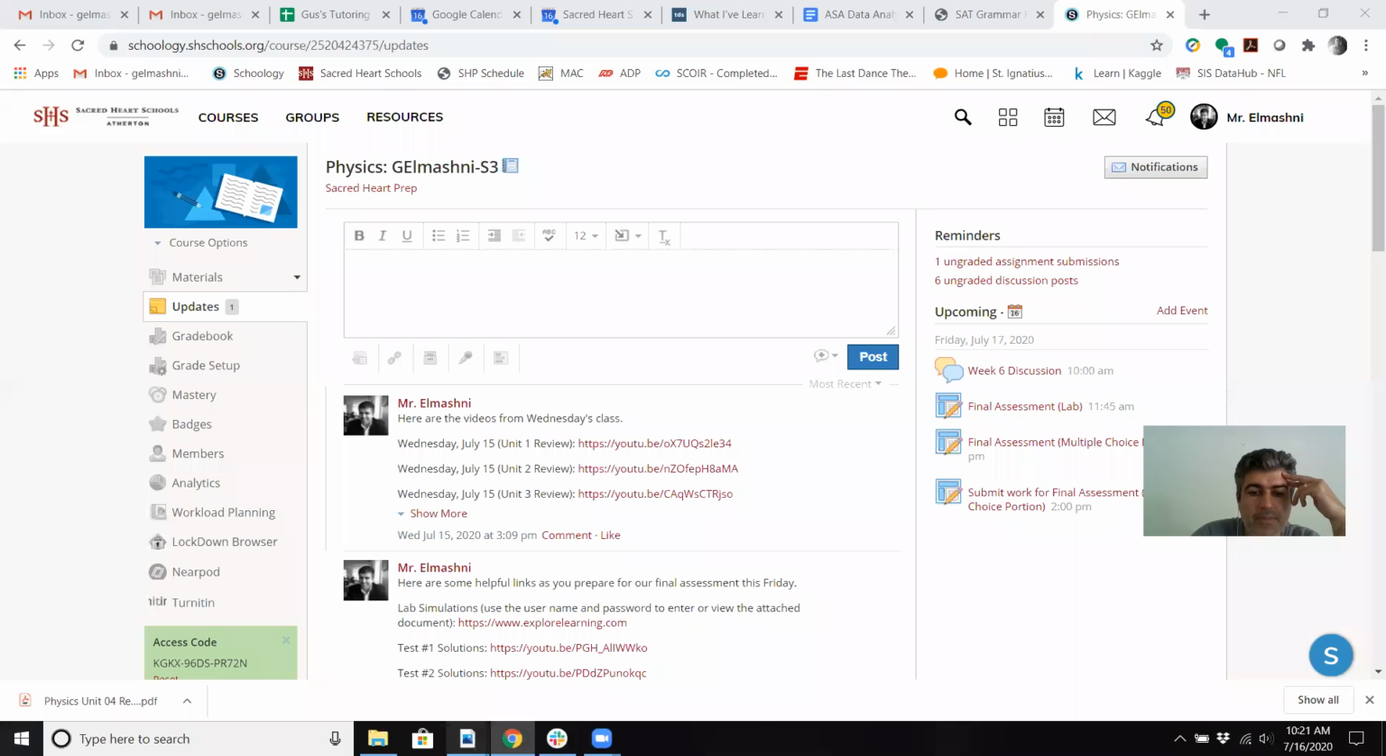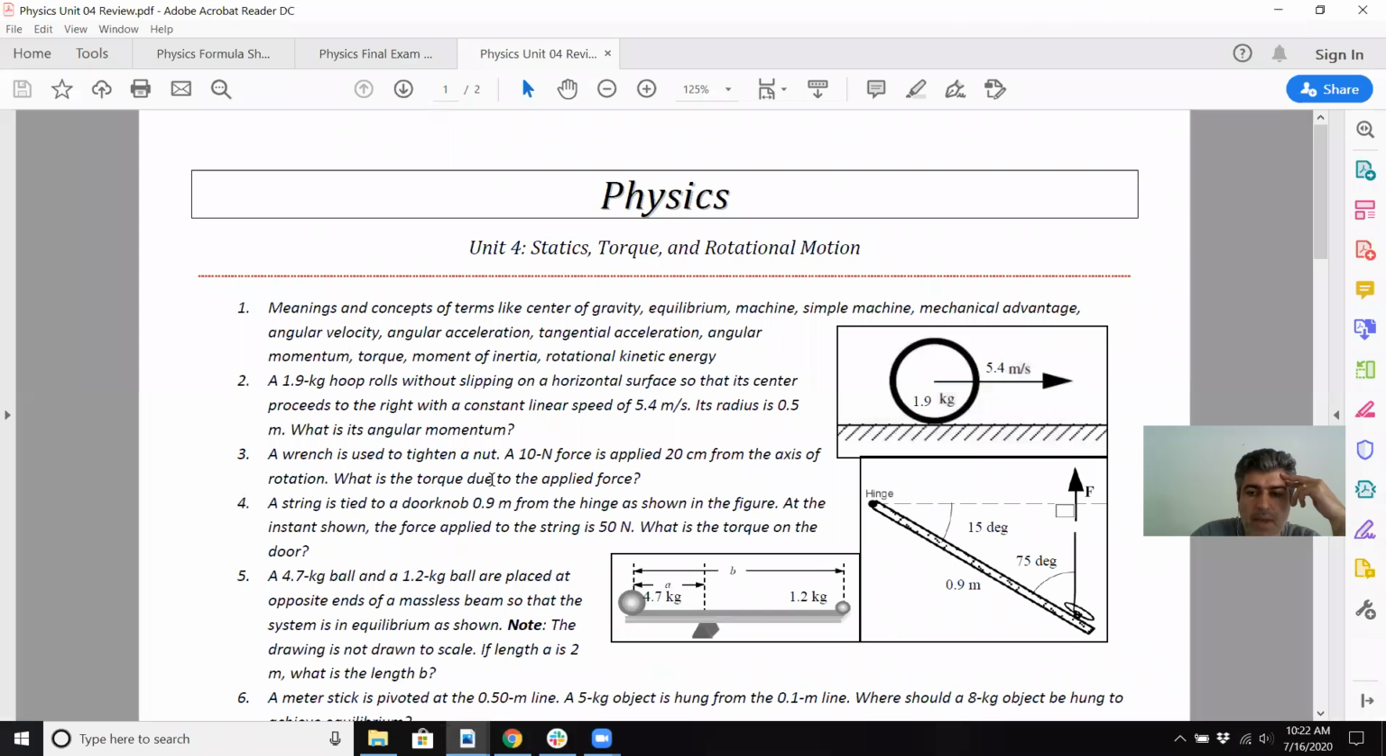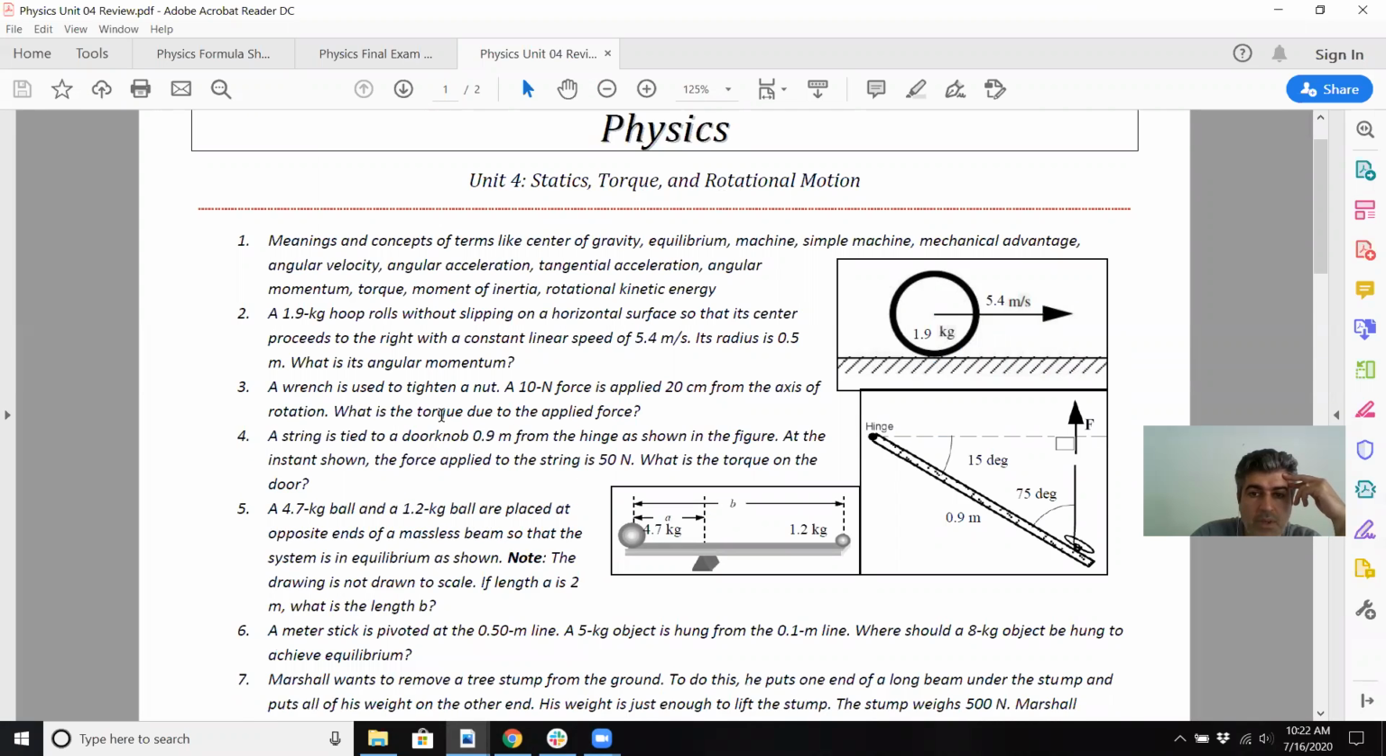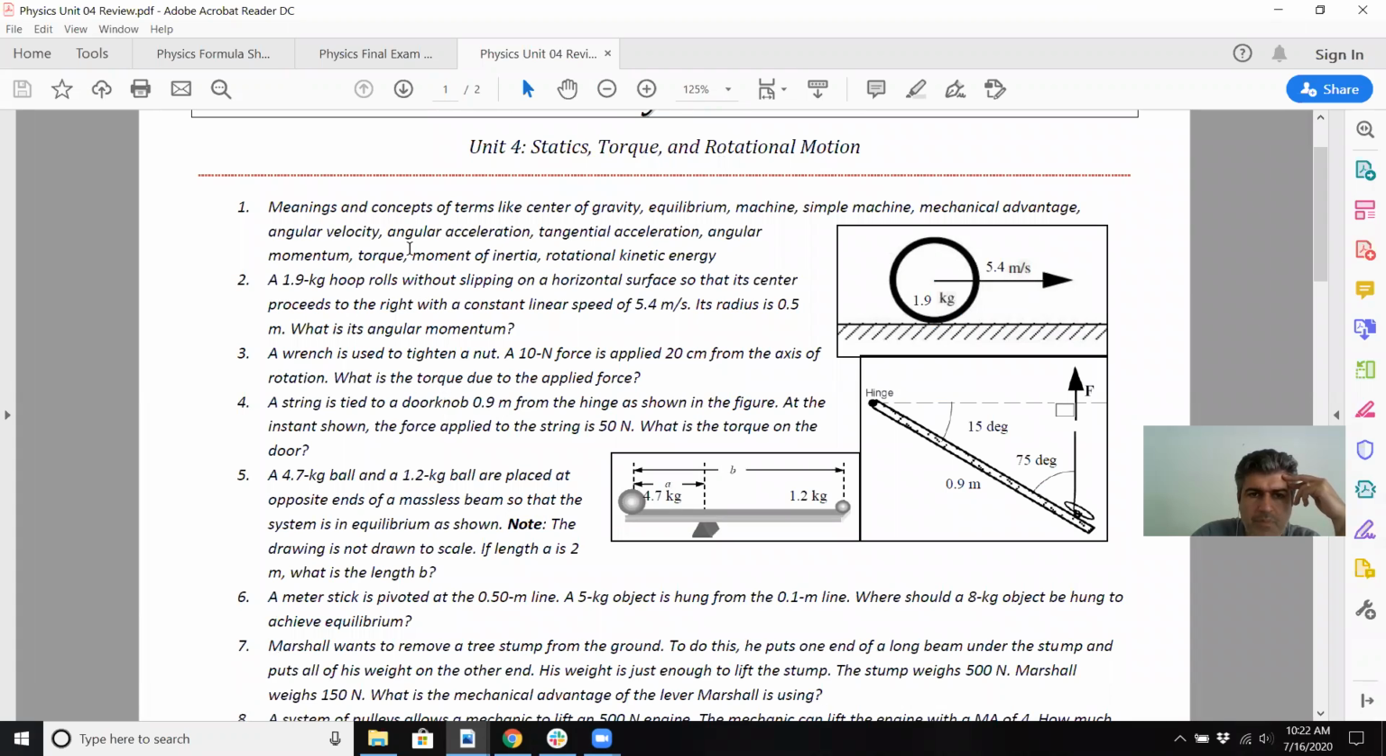Okay, we're now recording. Let's talk about statics, torque, and rotational motion. The first step: you should know your terms. You should know what center of gravity means, equilibrium, when things are balanced, and simple machines.